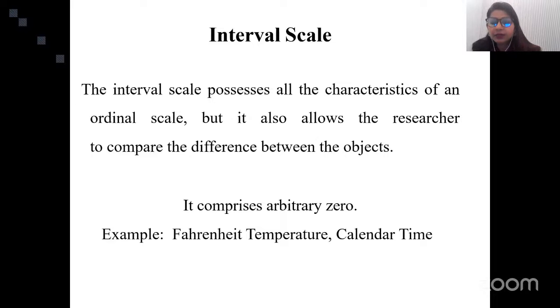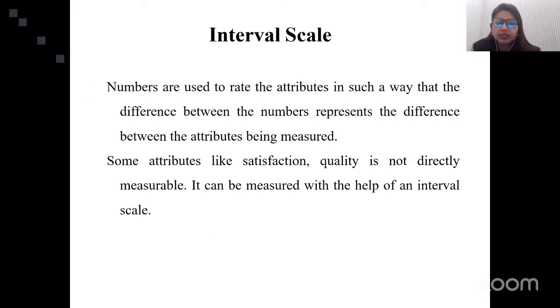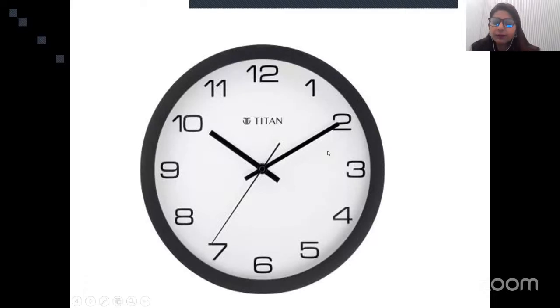Similarly, calendar time: here I'm saying the difference between the attribute being measured. Now how can I measure the difference? You can say 1 to 2, the difference is 1, and also 1 to 2 the difference is 5 minutes. Similarly 2 to 3, the difference is 1 unit and the difference is 5 minutes. So similarly you can measure it.